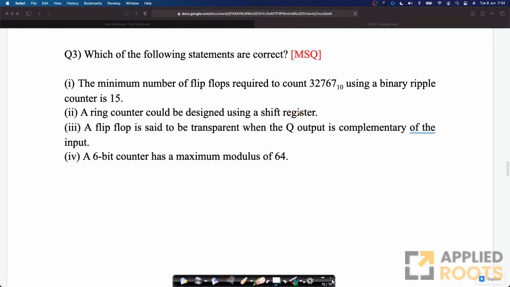This is an MSQ, so multiple options can be correct. I see some of you putting your answers. Good, good, good. This is actually an easy question. It is slightly on the medium side because it's an MSQ. Otherwise, this is an easy question.